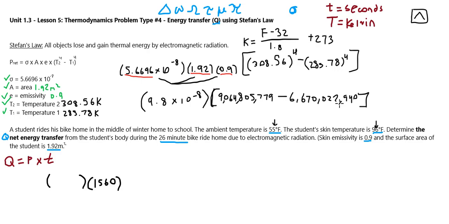Okay, since that's in brackets, let's do that part first. So 9 billion, make sure you type this right: 9,064,805,779 minus 6,670,022,940 equals 2,394,782,839. And that is going to be multiplied by 9.8 times 10 to the negative 8th power.